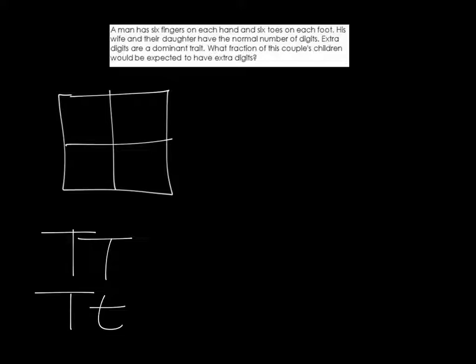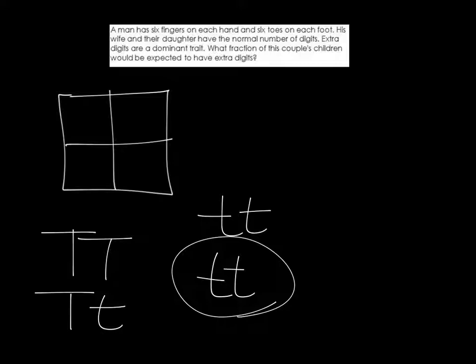The wife and his daughter have a normal number of digits, and since extra digits is dominant, we know that his wife must be little t, little t, and he also must have a daughter that's little t, little t. So what that tells us is if he's got a daughter that is little t, little t, then he must be big T, little t. So we want to know what fraction of the children would be expected to have extra digits.